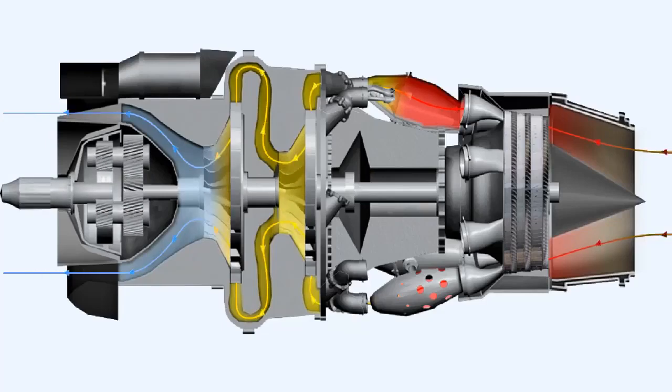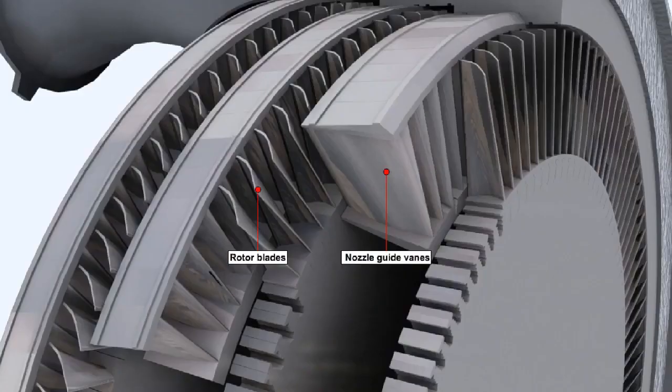The turbine of a gas turbine engine can be likened roughly to an axial flow compressor working in reverse. The first part of the turbine is a stator section, which is called a nozzle guide vane. The nozzle guide vane directs the air axially onto the blades of a rotor section.